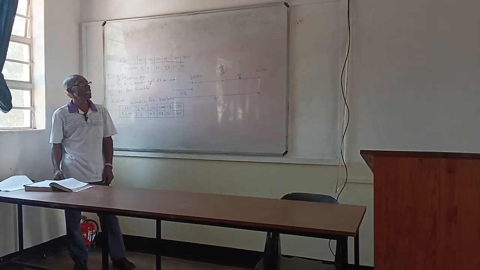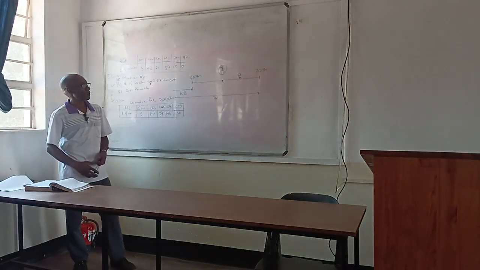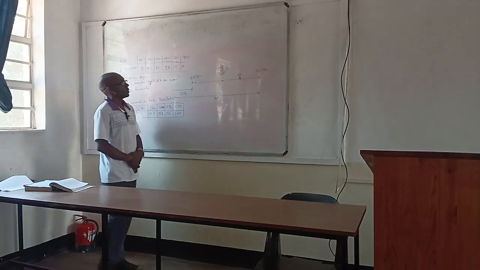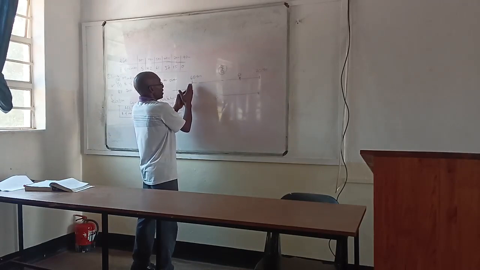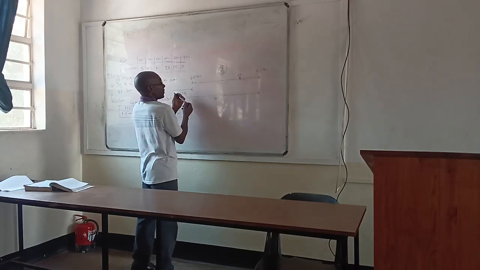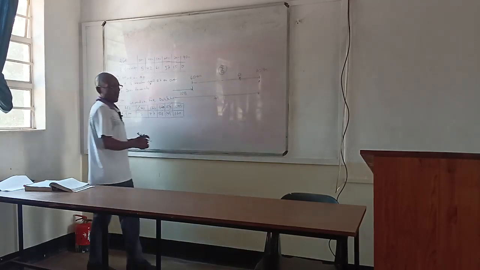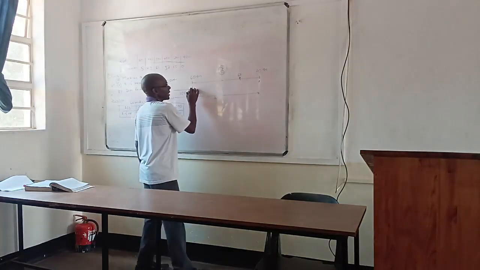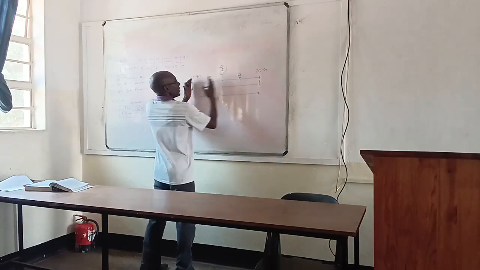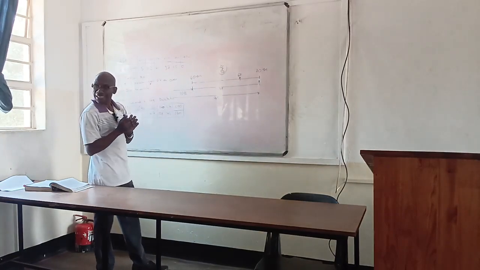Therefore, let's look at 7 over 10 of this. Let's find from here to here. 145 minus 108 is what? 37. So here it is 37. We are using only this side here. That is 37.